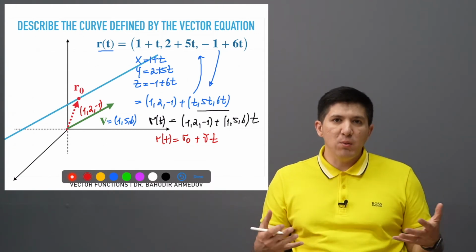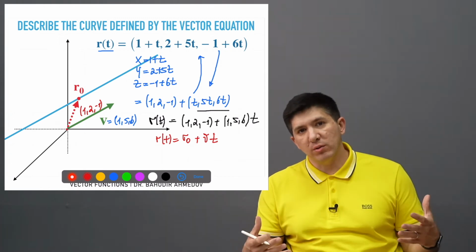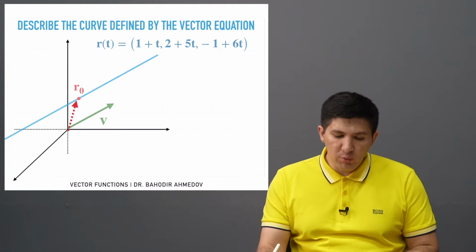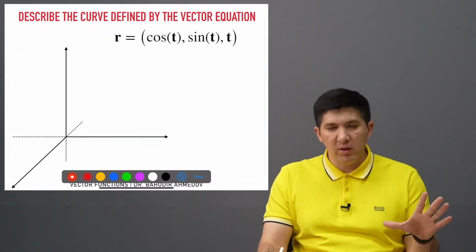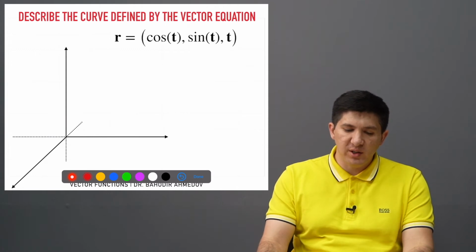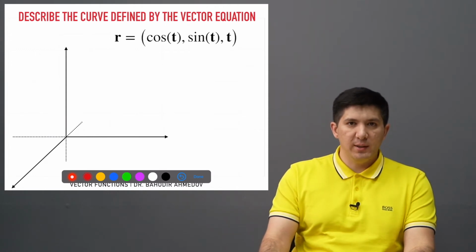This is how we can sketch the curves which are given as a vector equation. And I would like to do one more example, which is a very beautiful example, where r of t is given as cosine of t, sine of t, and t.